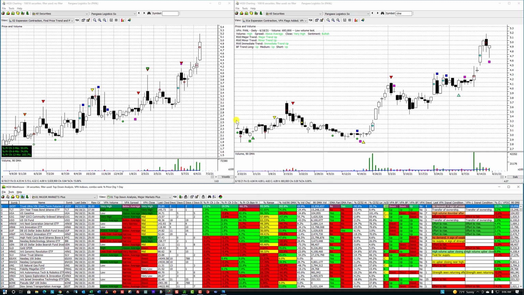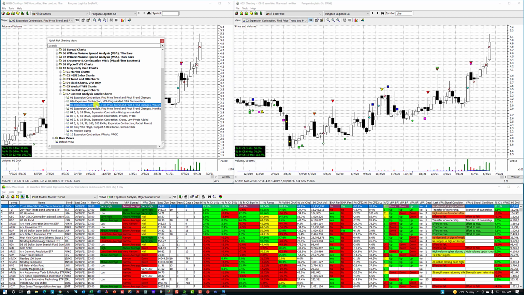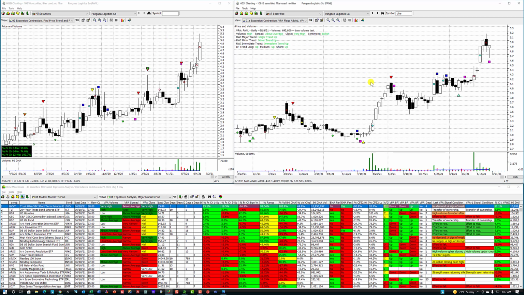And then I'm going to enlarge the scorecard. But before I do that, I want to point out that this is my standard layout. I'm using a weekly chart and a daily chart. The charts that I currently have up here are under my frequently used charts. I'm using 1A and 2. This is the daily, and this is a weekly version.